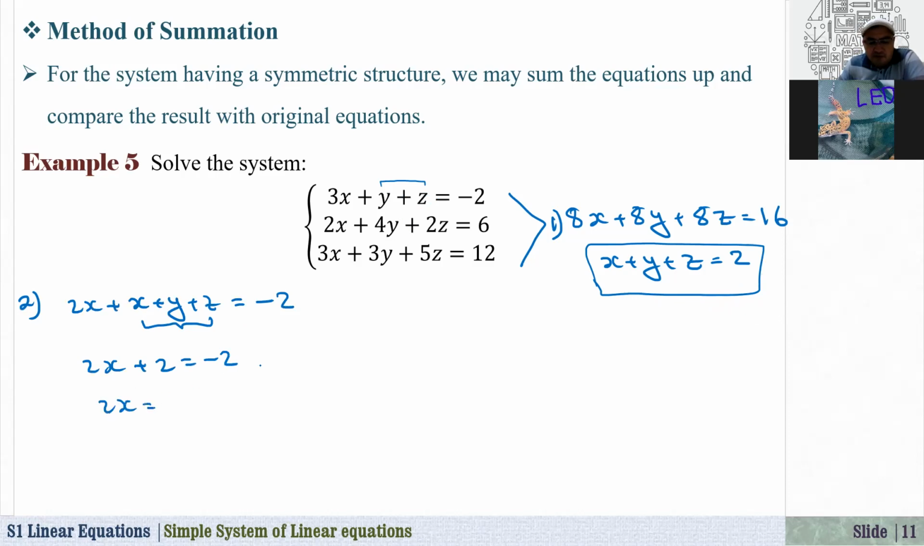Or 2x equals, take 2 to the right hand side, negative 2 minus 2, that is negative 4. So x equals negative 4 over 2, that's equal to negative 2. So now we know the value of x here.